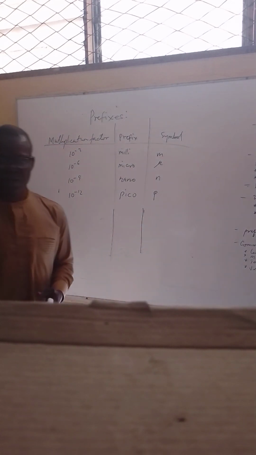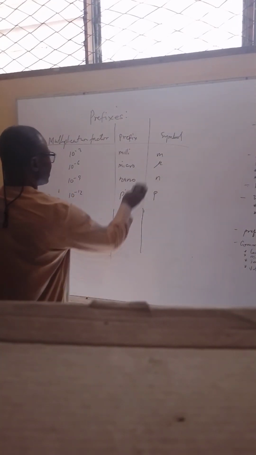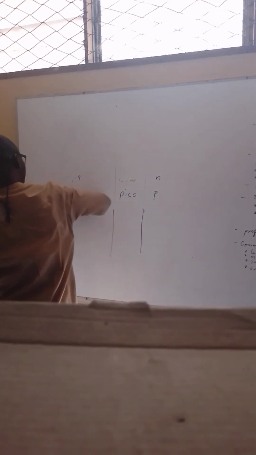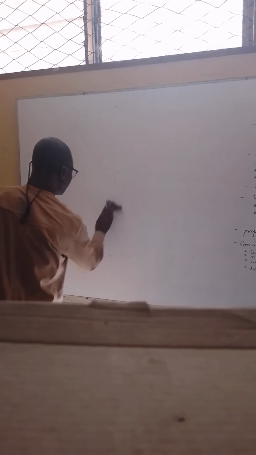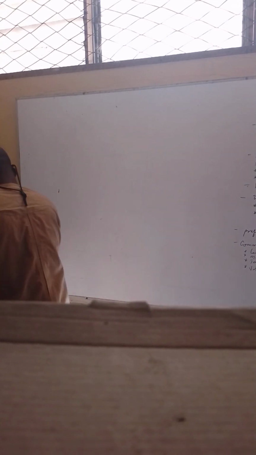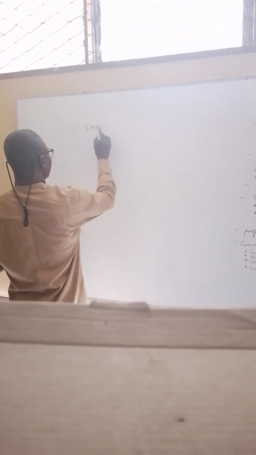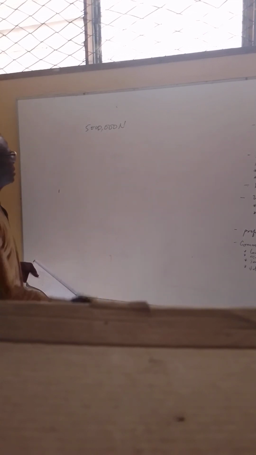So these are some of the prefixes we have, and we do some simple examples here. We have a simple example to solve. Suppose we have this value in Newton. What is this value?